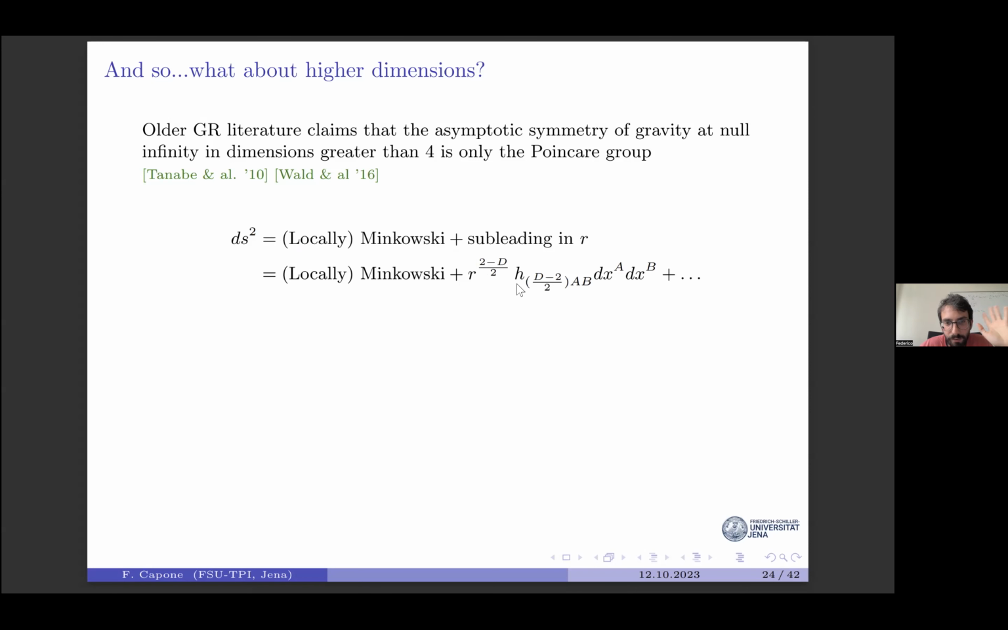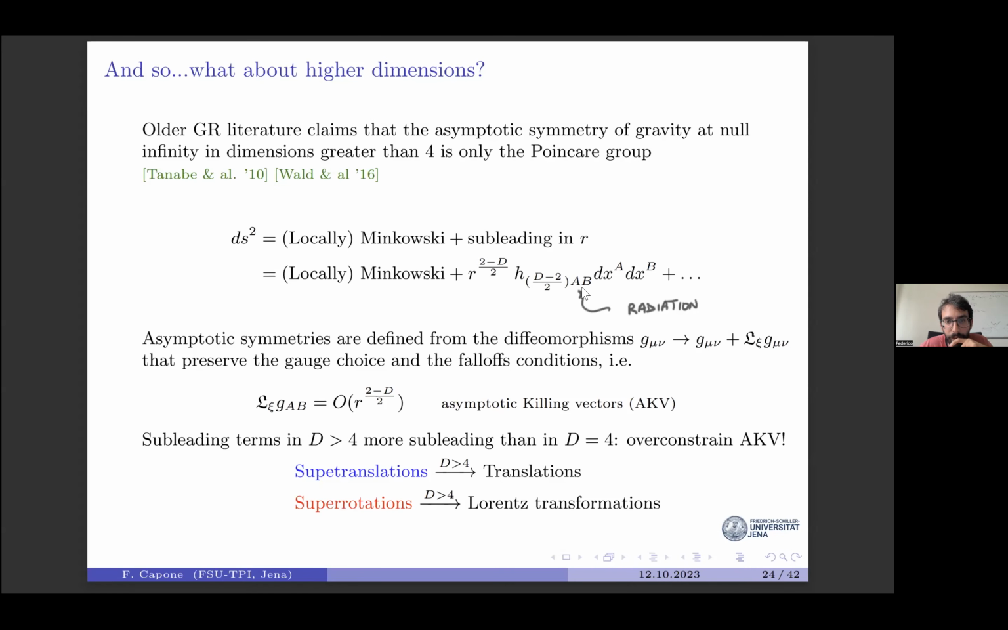And the subleading terms are actually given in this form here. Where D is the spacetime dimension, you see that the first subleading term, which is defined to be this because it's associated to the behavior of linearized radiation on Minkowski space, is further subleading in dimensions higher than four with respect to four dimensions.